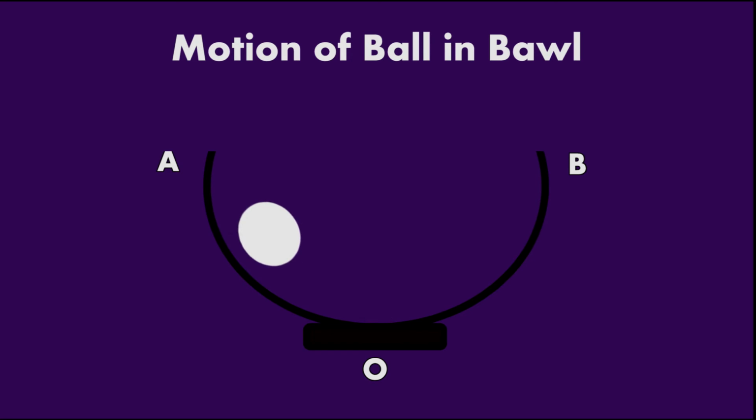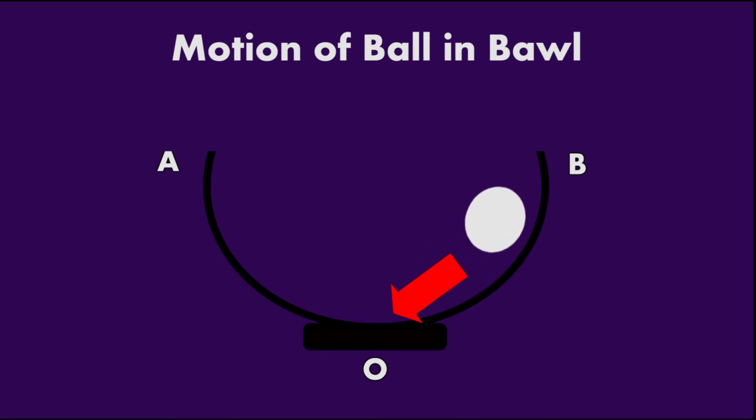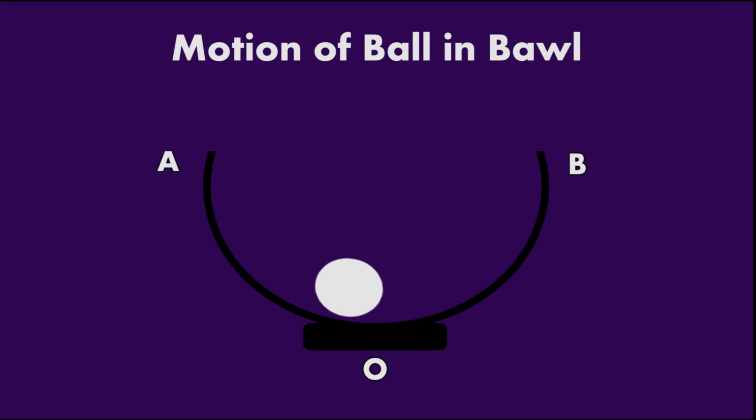Now if we bring the ball to position A and then release it, the ball will start moving towards the mean position O due to the restoring force caused by its weight. At point O, the ball gets maximum speed and due to inertia it moves towards the extreme position B. While going towards the B, the speed of the ball decreases due to restoring force which acts towards the mean position. At the position B, the ball stops and then again moves towards the mean position O under the action of restoring force, and this to and fro motion of the ball continues.